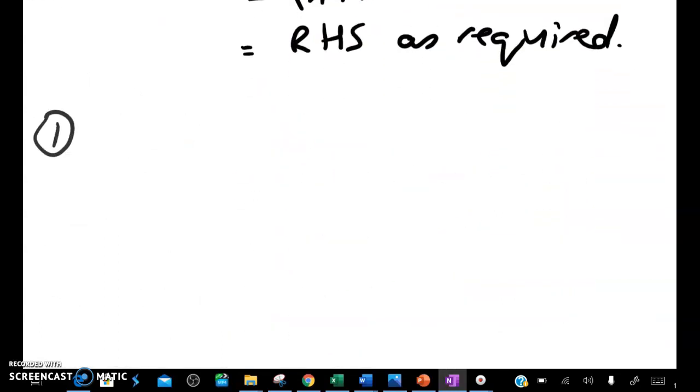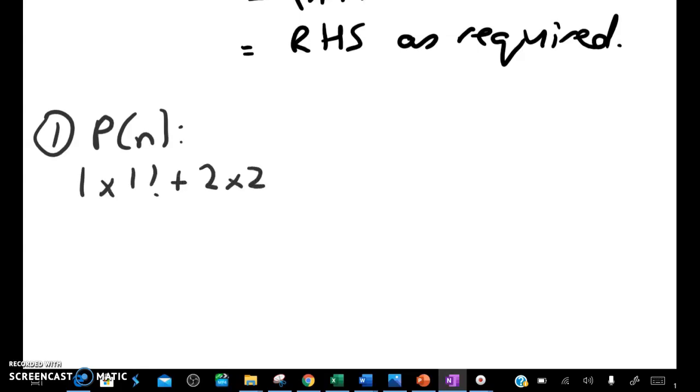First we're going to have a proposition, right? And we're going to say that the proposition for case n is this, that 1 times 1 factorial, so it's the thing we want to prove.